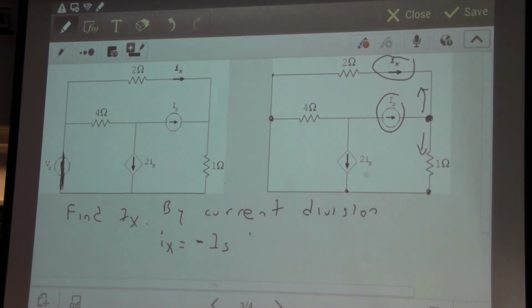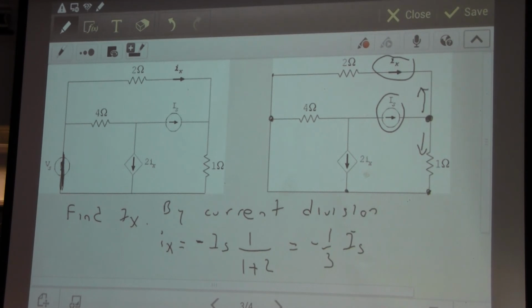And then how do we divide into both resistors? We take the opposite resistance, which in this case is 1 ohm, and then divide it by 1 plus 2, by the sum of the resistors. So we get minus 1/3 of Is. So then from the first part, we obtained that Ix was 1/3 of Vs, and now we know that it's also minus 1/3 of Is.